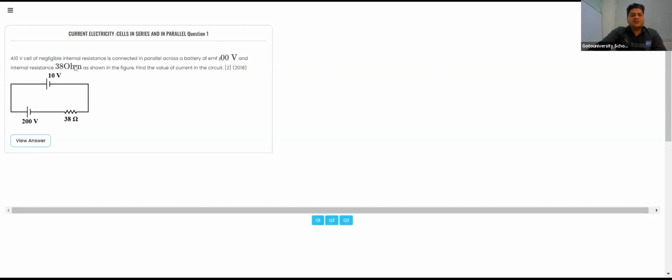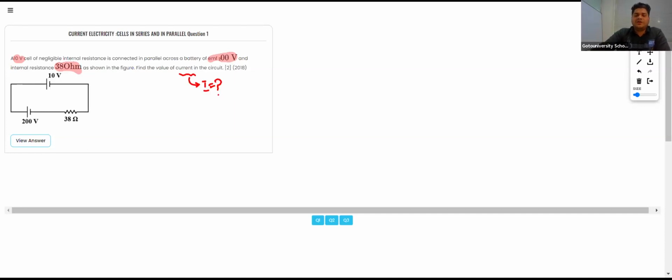A 10-volt cell of negligible internal resistance. Let me highlight the point. A 10-volt cell of negligible internal resistance is connected in parallel to a battery of EMF 200 volt and internal resistance 38 ohm. Find the value of current in the circuit. We are supposed to find the value of current.